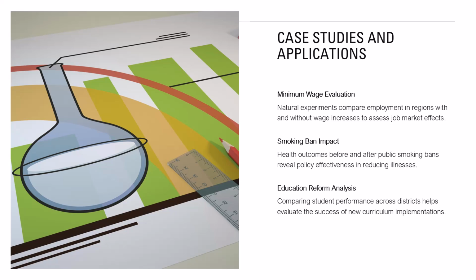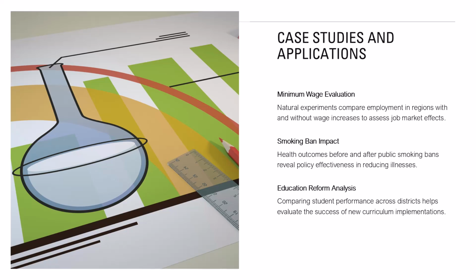Researchers compare employment rates in regions that implemented wage hikes with those that did not, allowing them to assess the policy's impact on job availability and economic outcomes. Another example involves smoking bans in public places. By analyzing health outcomes before and after the implementation of such legislation, researchers can determine the effectiveness of these policies in reducing smoking-related illnesses. Education reforms also provide fertile ground for natural experiments.